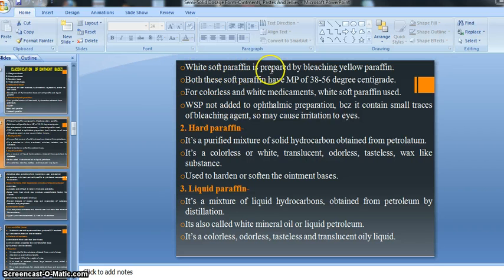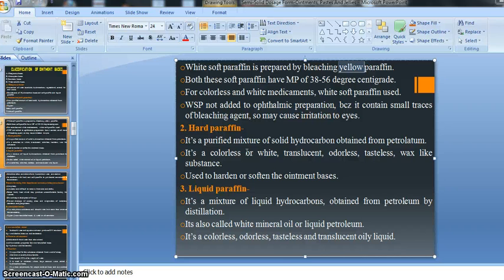Then white soft paraffin is prepared by bleaching yellow paraffin. So white paraffin does not exist by itself, right? Because white soft paraffin is prepared by bleaching the yellow soft paraffin. We can say that white soft paraffin does not exist naturally, and it is prepared, or obtained, from the yellow soft paraffin by the bleaching process.